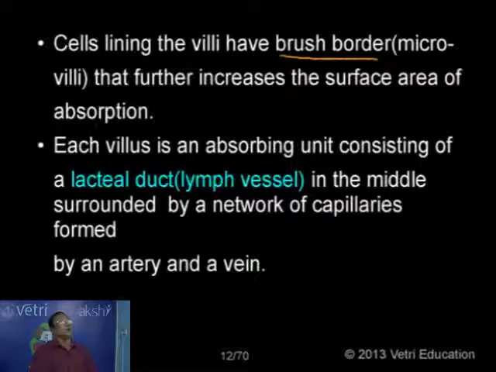Suppose you take the structure of a villus in a simple organization. Each villus is nothing but an absorption unit consisting of an outer epithelial layer having the brush border, enclosing a network of blood capillaries formed by an artery and a vein. And in the middle, we have a small lymphatic vessel. That small lymphatic vessel is called the lacteal vessel or lacteal duct. So you see in the picture now.